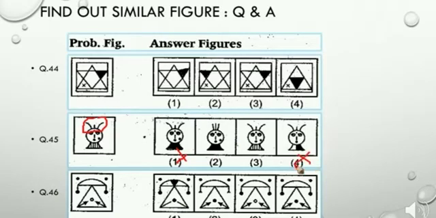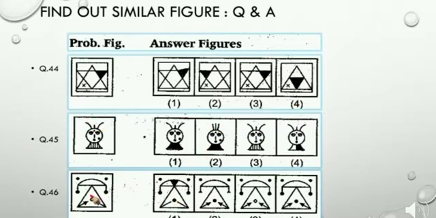In option 2, this portion is not the same, it is different. But in option 3, this portion is exactly matching with the portion in problem figure, so this is the correct answer.